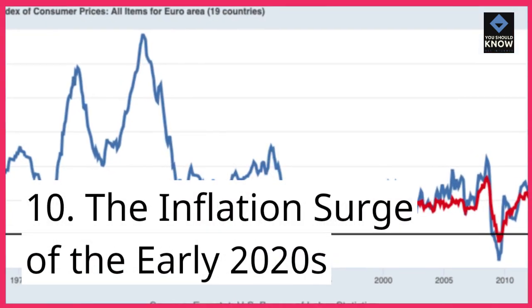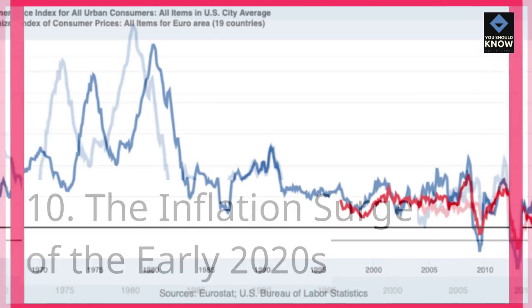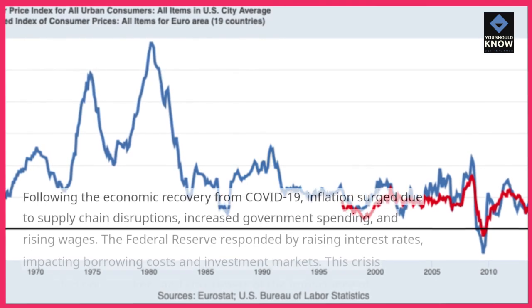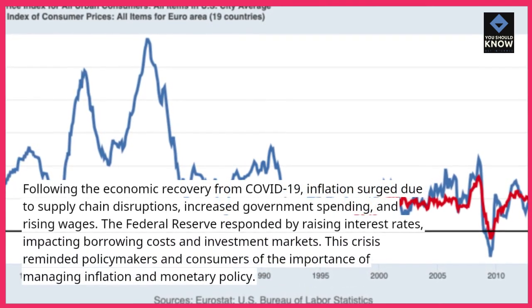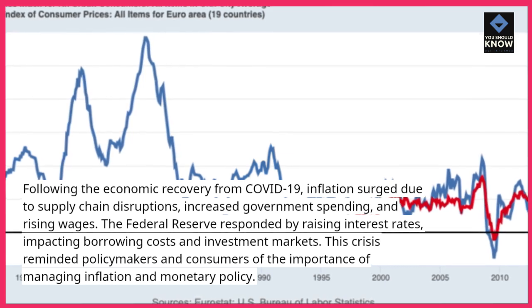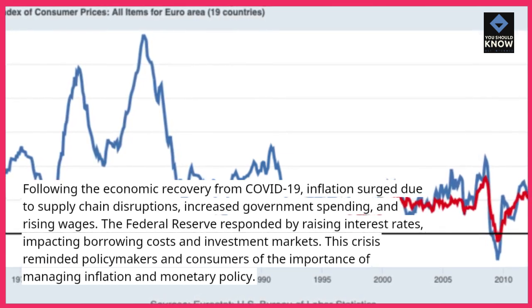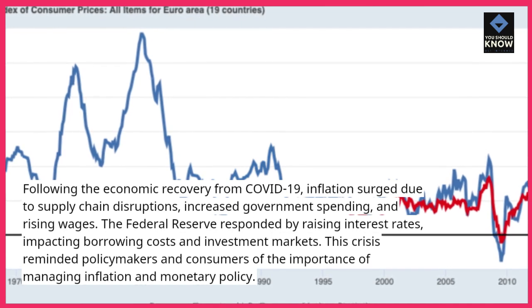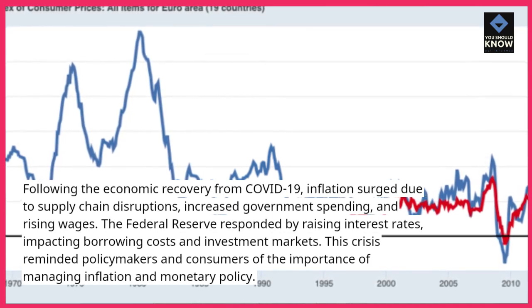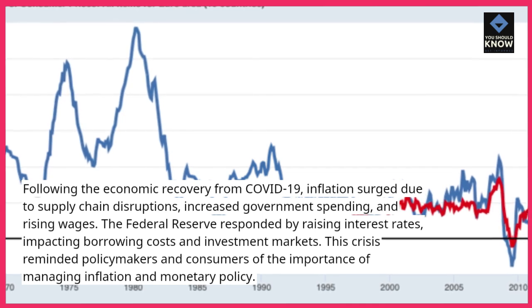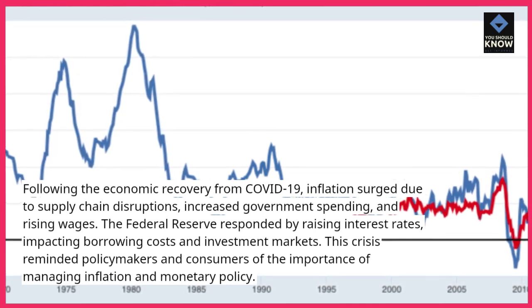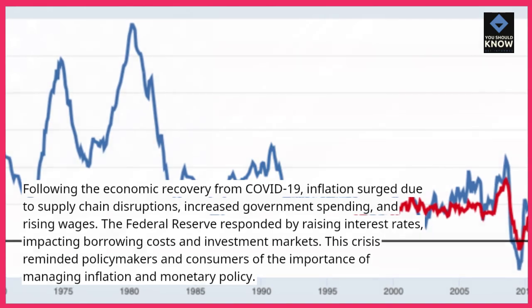10. The inflation surge of the early 2020s. Following the economic recovery from COVID-19, inflation surged due to supply chain disruptions, increased government spending, and rising wages. The Federal Reserve responded by raising interest rates, impacting borrowing costs and investment markets. This crisis reminded policymakers and consumers of the importance of managing inflation and monetary policy.